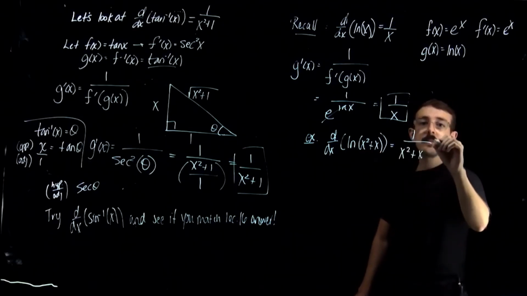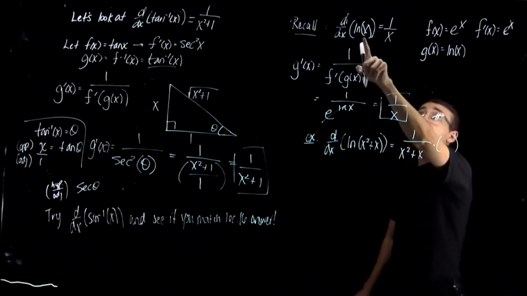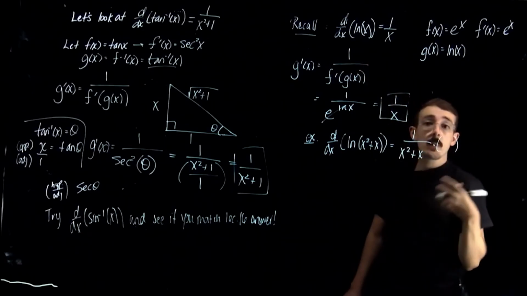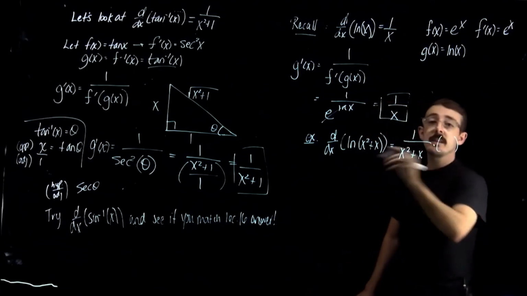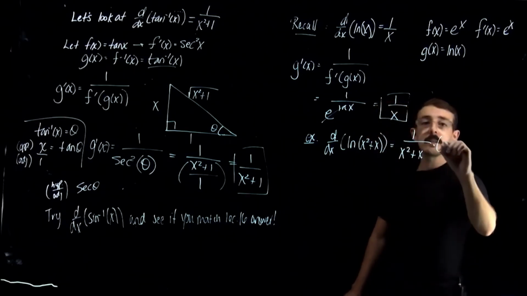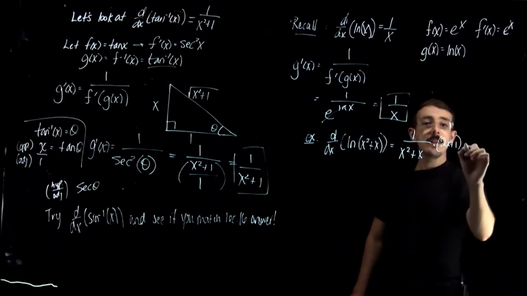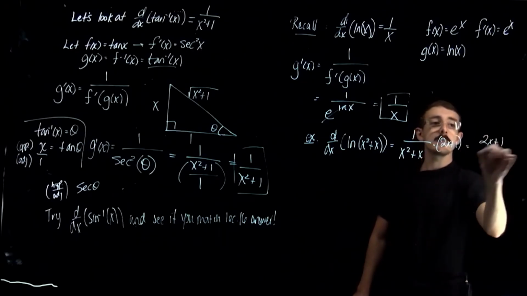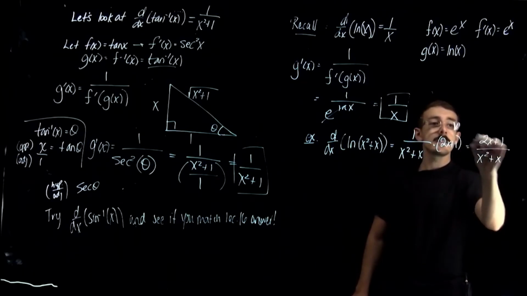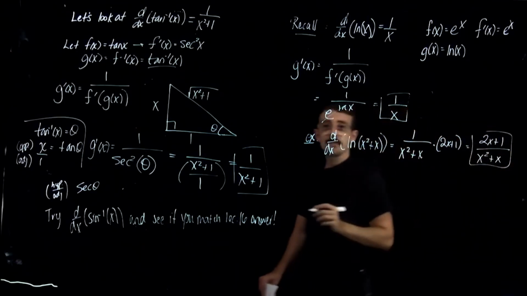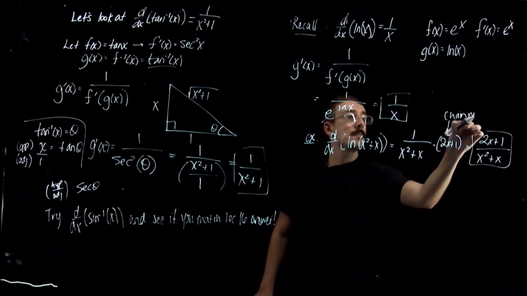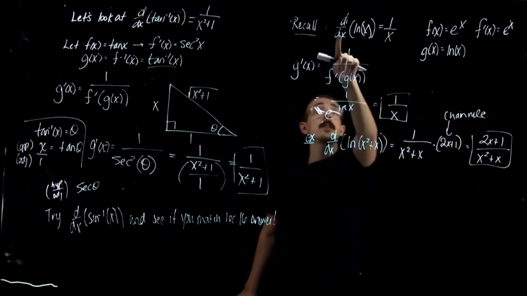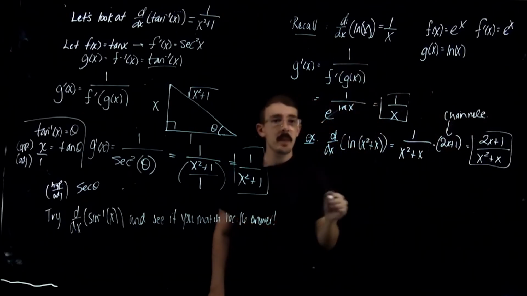Times, because this was a more complicated function than just x, we're going to use the chain rule and take the derivative of the inside. So the derivative of the inside is just 2x plus 1. So I can write that nicer by just saying it's 2x plus 1 over x squared plus x. So this required the chain rule, as well as the standard log rule, taking 1 over whatever's in there.